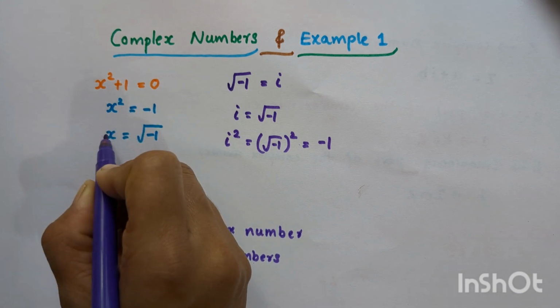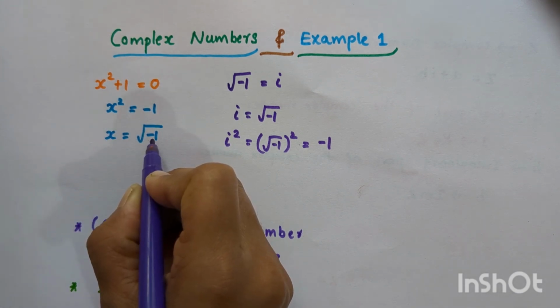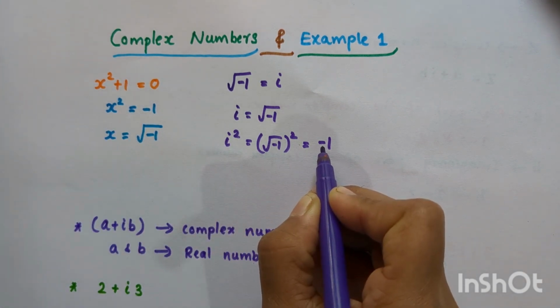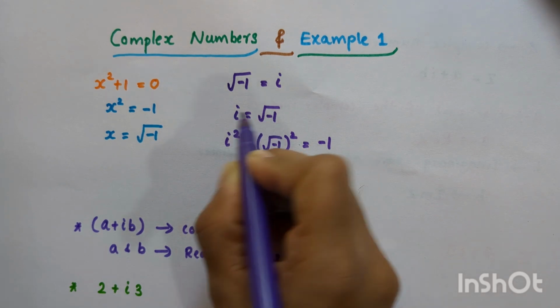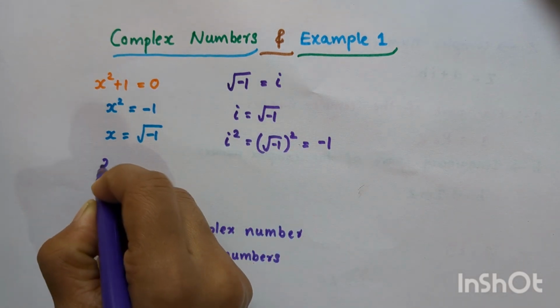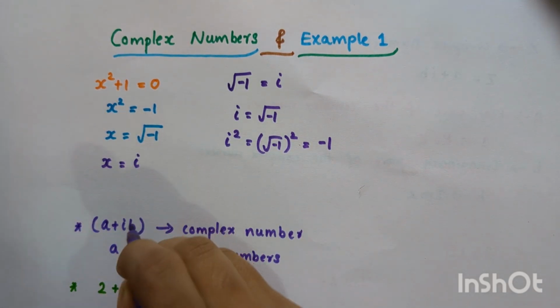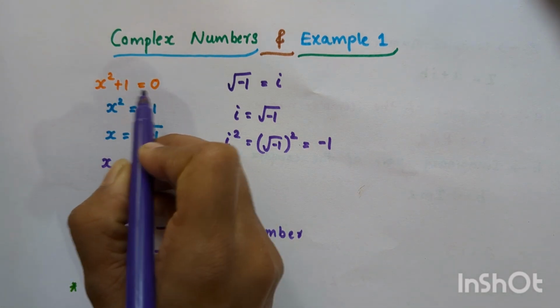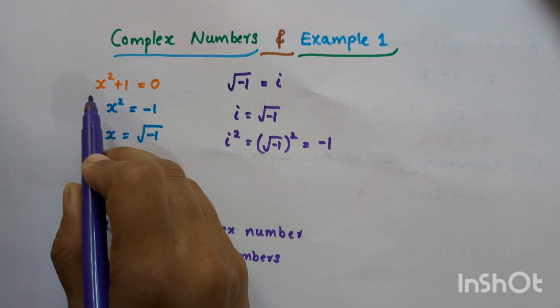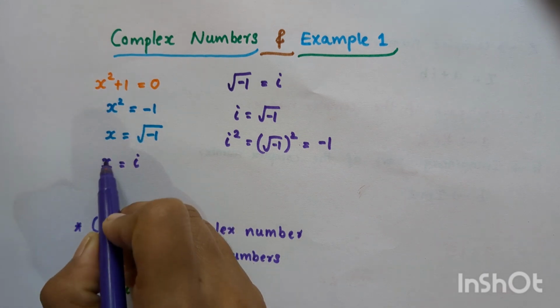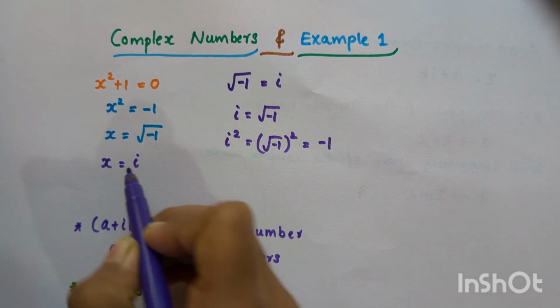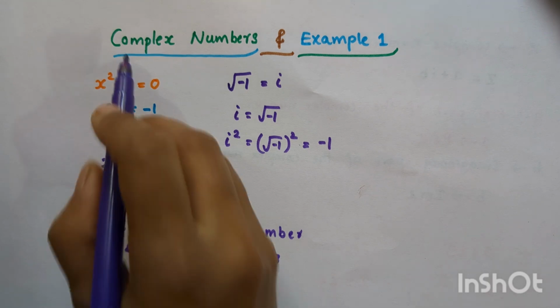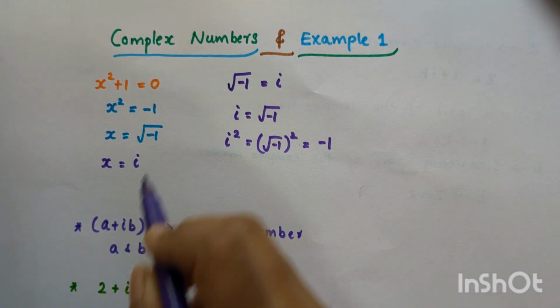Okay, so you see, x square plus 1 is equal to 0. That means x is equal to square root of minus 1. Square root of minus 1 is actually what? i. Square root of minus 1 is i. So we can write x is equal to i. In this equation, x is the solution. So here x is equal to i. So we can take i as the solution to this equation x square plus 1 is equal to 0.